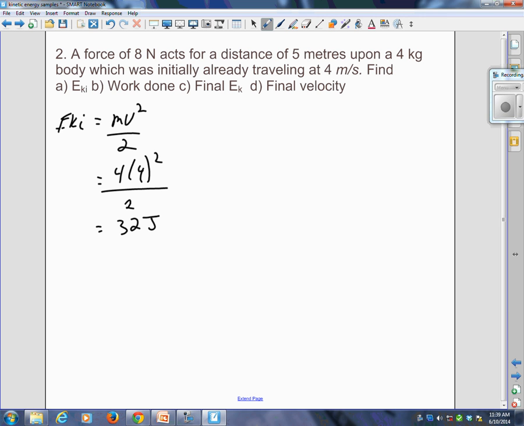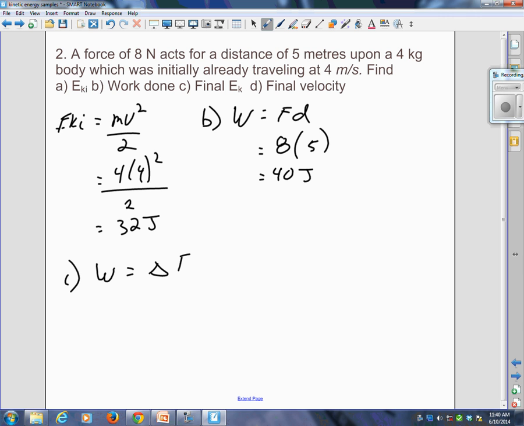How much work is done? Work is force times distance, 8 newtons, 5 meters, 40 joules. The object has 32 joules of kinetic energy to begin with, and I produce 40 joules of work. Where does that 40 joules go? It goes into increasing the kinetic energy. The work is the change in kinetic energy, or final minus initial. The work done is 40.